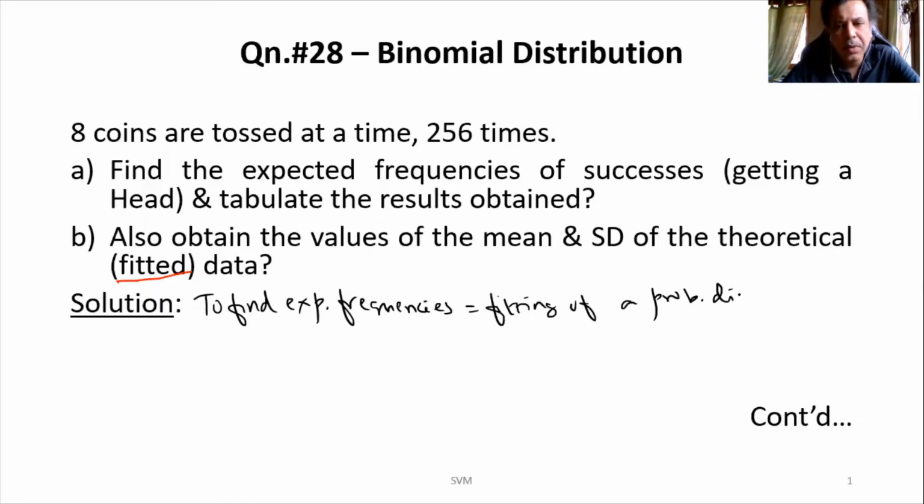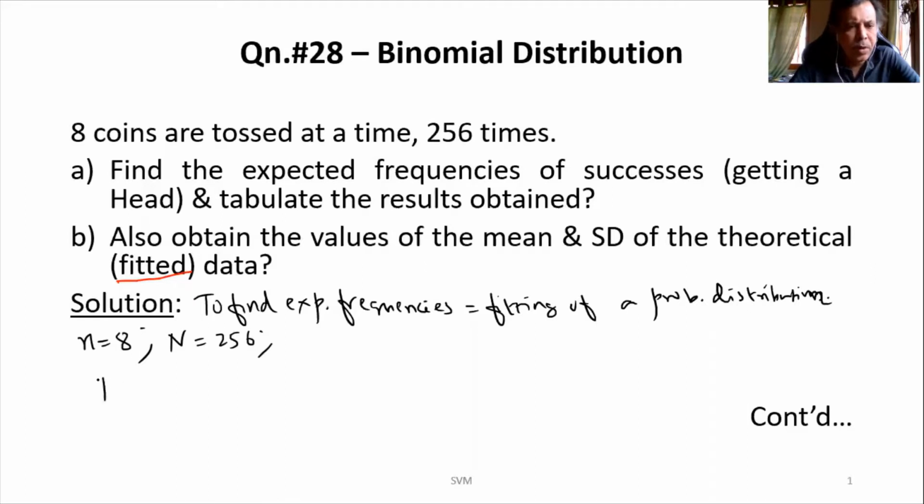Here they are talking about 8 coins tossed at a time, 256 times. That means small n is 8. And the total frequency, the experiment is done 256 times, so capital N is 256. Since it is a coin tossing experiment, of course, it follows a binomial distribution.